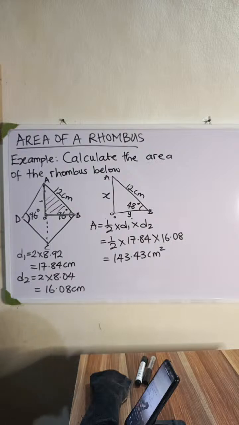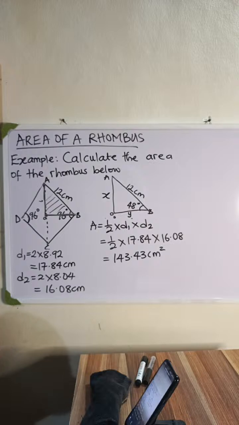So we've seen how to calculate the area when we are given the two diagonals. We've seen how to calculate the area when we are given one diagonal and one side. Now we've seen how to calculate the area when we are given one side and one angle. So these are three situations that can occur if you're expected to calculate the area of a rhombus.